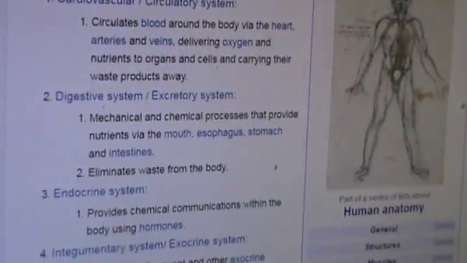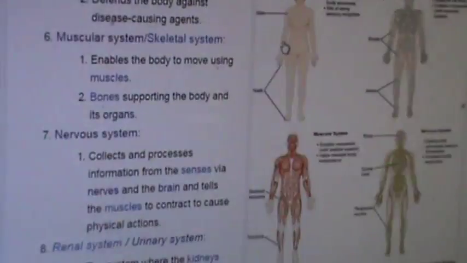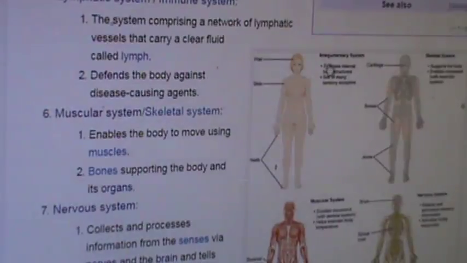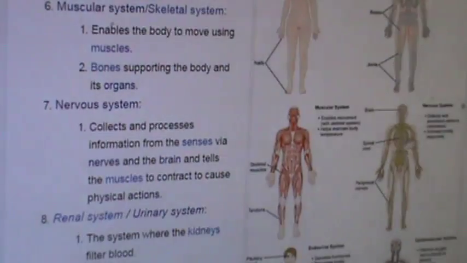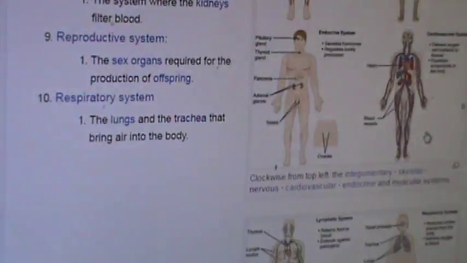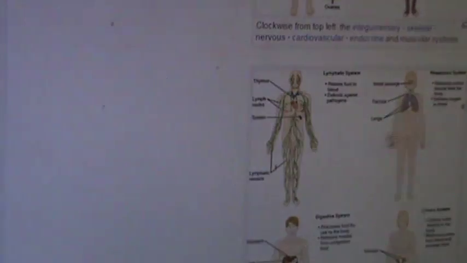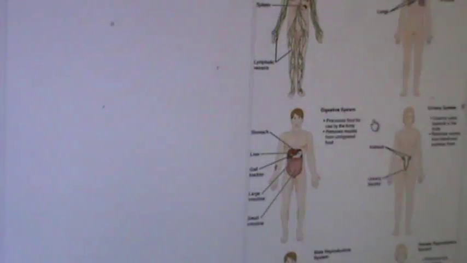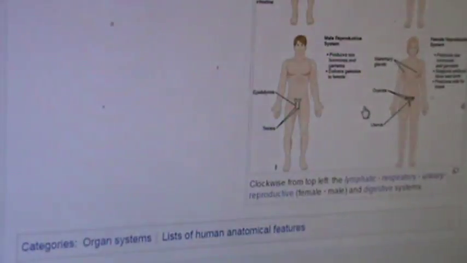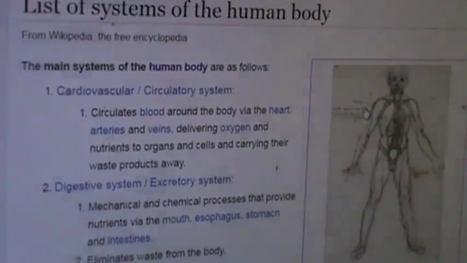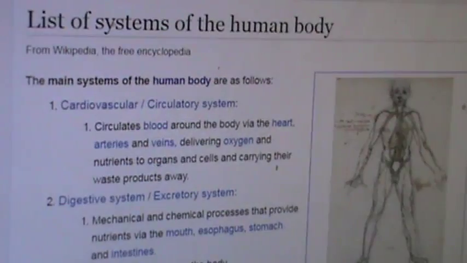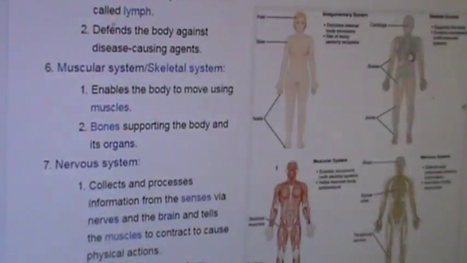And then the systems of the human body: cardiovascular, digestive, endocrine, respiratory. Wow, these are good charts to go through too. This is the hair, the skin and the nails. The skeletal system, that's what we're probably going to start with again. Muscular, nervous, endocrine, cardiovascular, digestive system, urinary system. This is a good article. Pretty sweet. But I think I'll probably start with the skeletal system.